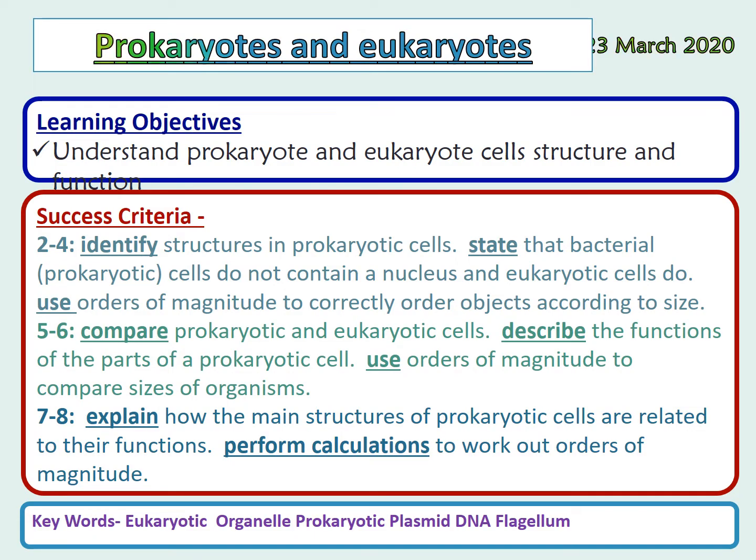If you could have a read through the success criteria, we all need to know what the difference is between a prokaryote and a eukaryote. But also for the higher level, we're looking at the different structures inside them and what it is that they do. And for level 7 to 8, we need to be able to explain how the main structures are related to their functions, and also a little bit of maths in there, performing calculations to work out orders of magnitude. So let's get going.